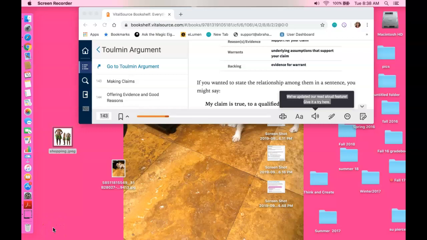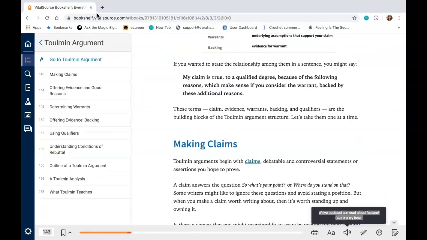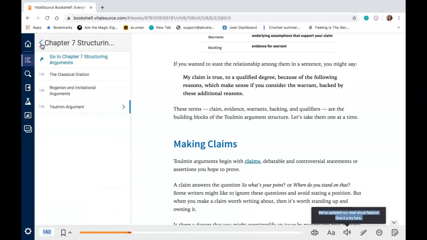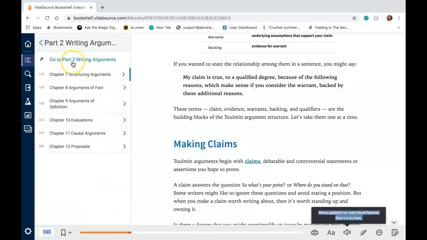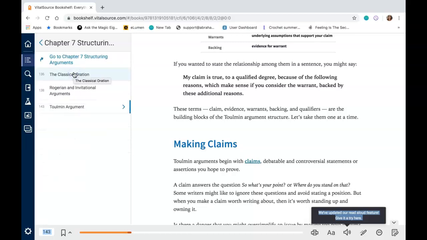Hi class, I'm going to go over the Toulmin method of argumentation for your next essay. And I actually want to look inside your book, Everything's an Argument. So the Toulmin method is explained in chapter 7, part 2 of your book, where it says structuring arguments. And you're going to click on Toulmin method of argumentation.